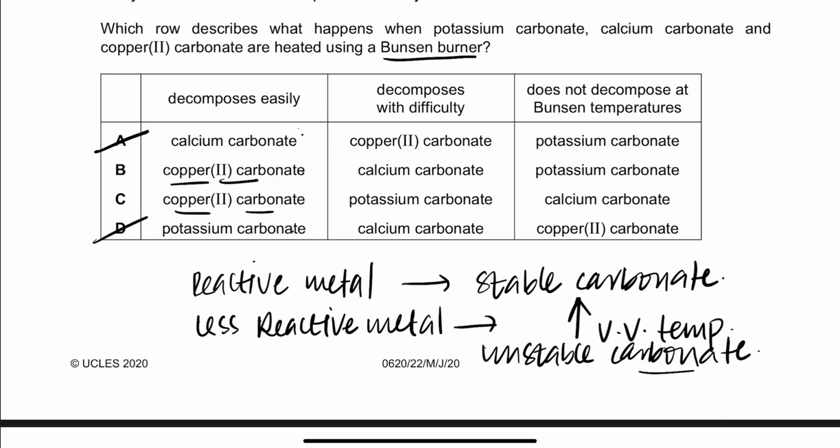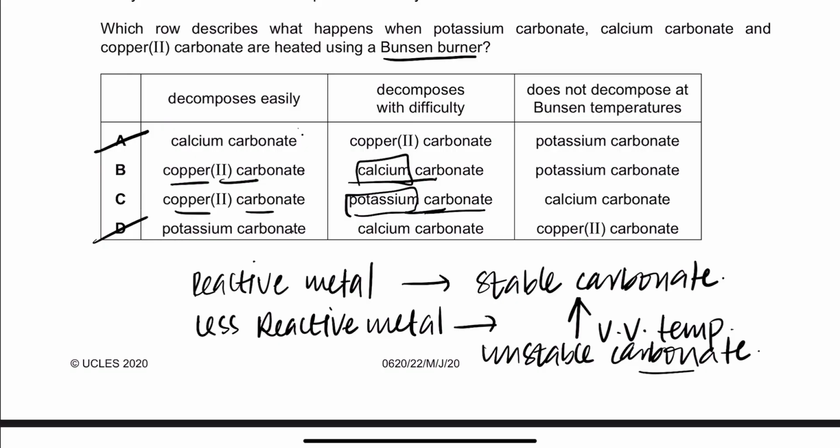Between B and C, I realized that calcium carbonate and potassium carbonate. Now, potassium is very, very reactive, more than calcium. You can see that through your reactivity series. Potassium is more reactive than calcium. So it really means that potassium carbonate should be so stable that it couldn't be decomposed with a Bunsen burner.